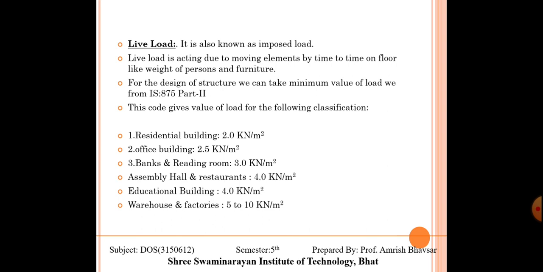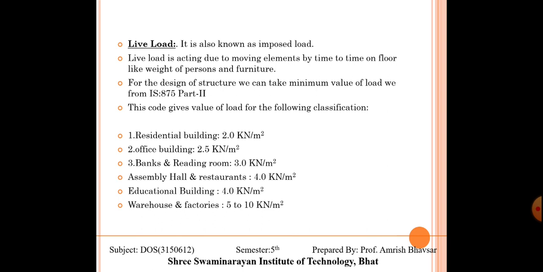Number 3, banks and reading rooms, meaning libraries and banks. There is more movement of people as compared to a residential building, and furniture is also there. So there is 3 kilonewton per meter square. Assembly hall and restaurant, there is also heavy movement of people, in the restaurant as well as in the assembly hall. That's why there is 4 kilonewton per meter square.